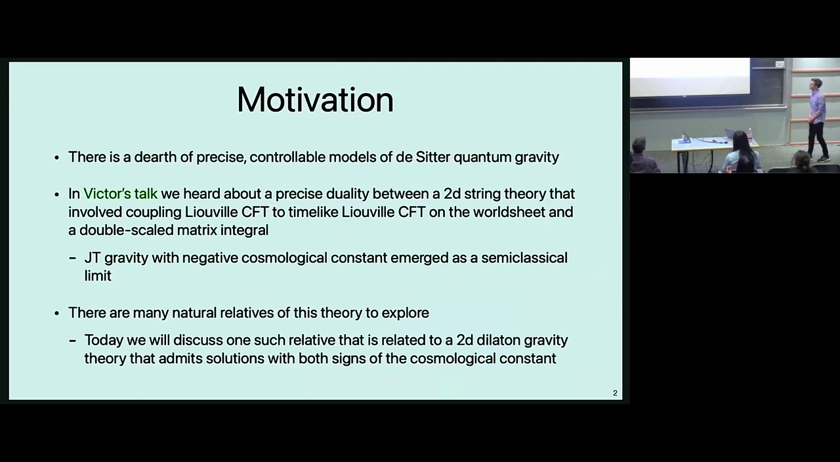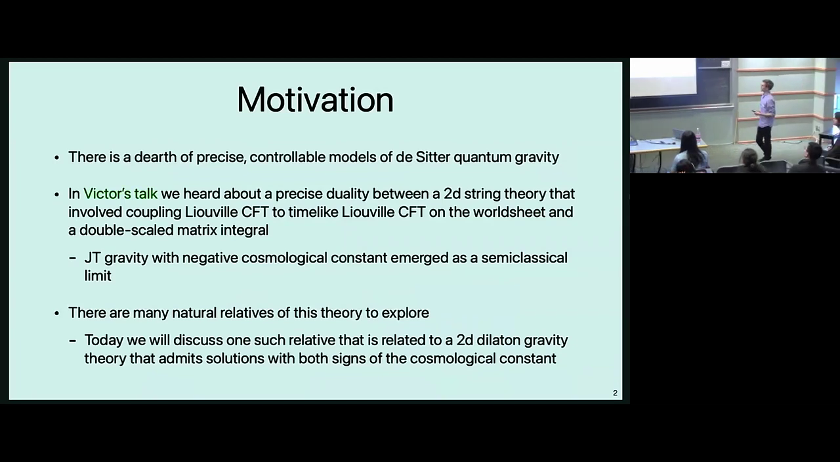I think it's fair to say that a recurring theme of this program has been the absence or dearth of a precise controllable model of de Sitter quantum gravity. And I'm not going to fix that in this talk, but it looms over the talk, let's say. Now, in Victor's talk, we heard about a very precise duality between a 2D string theory based on Liouville CFT and time-like Liouville CFT on the worldsheet. So between that 2D string theory and a double-scaled matrix integral. And what Victor showed us was that JT gravity with negative cosmological constant emerged as a sort of semi-classical limit of the worldsheet theory.